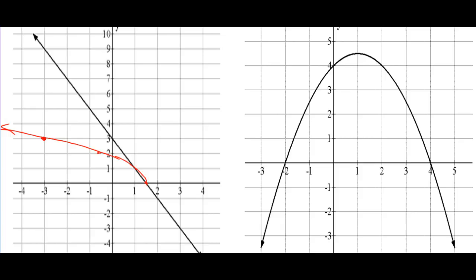Next one has a restricted domain, right? Between what and what? Negative 2 and 4.